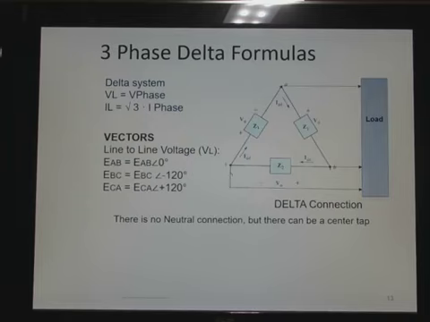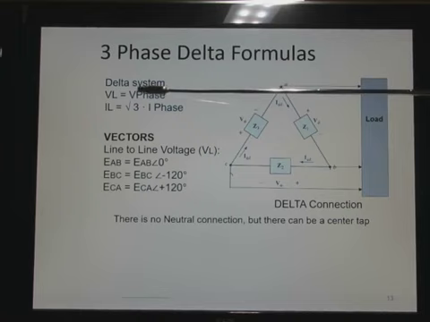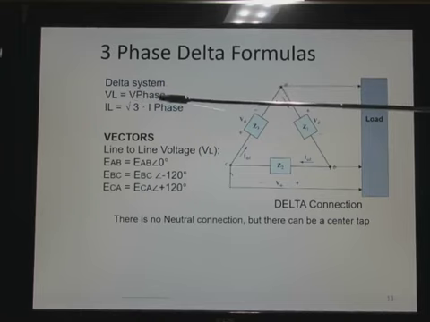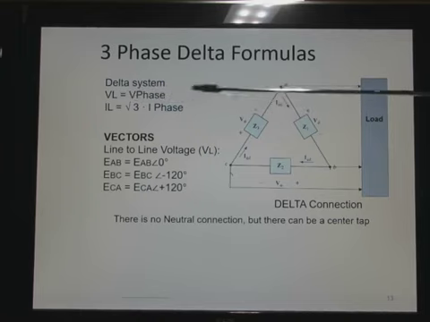This is a delta system. We have a delta generator and a load here. In a delta system, we notice that the line to line is the same as the line to phase. So the voltage of the line to line equals the phase voltage.